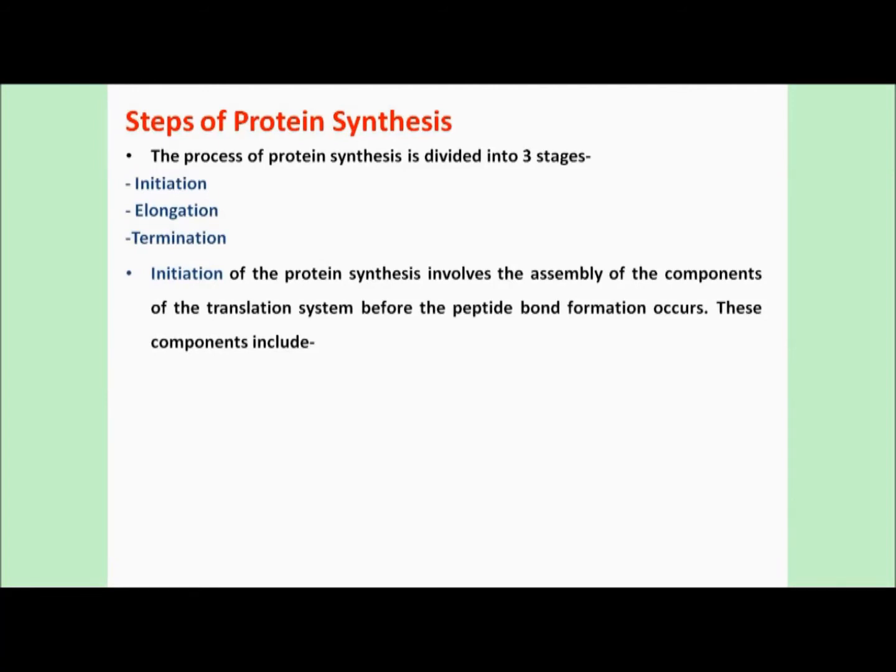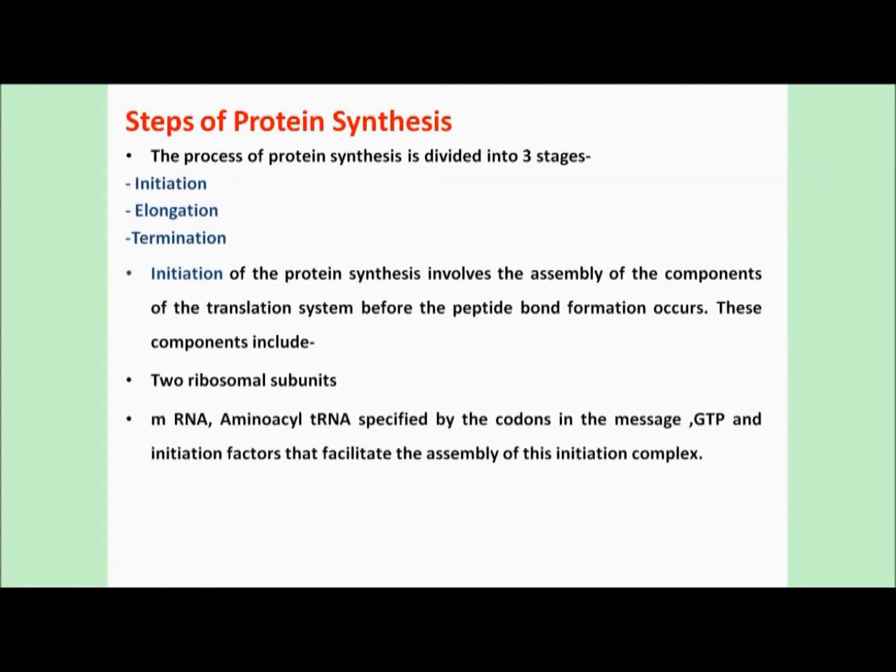The initiation of protein synthesis involves the assembly of the components. The different components will come together and assemble, the components of the translation system, before peptide bond formation occurs. So the first step is the assembly. For example, you see here two ribosomal subunits, which are necessary for the synthesis.